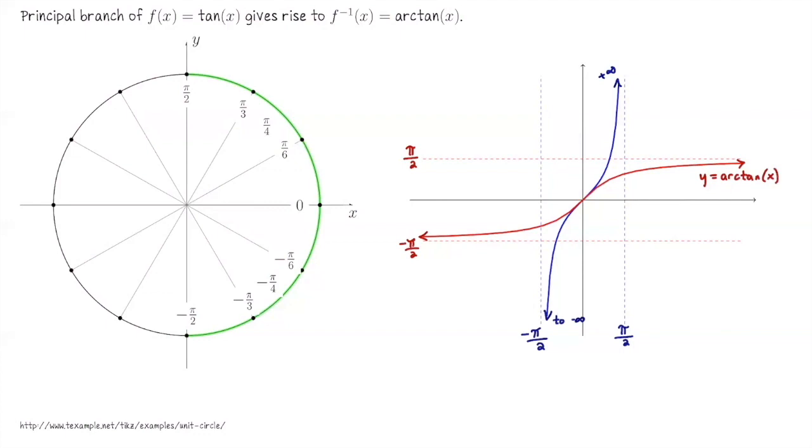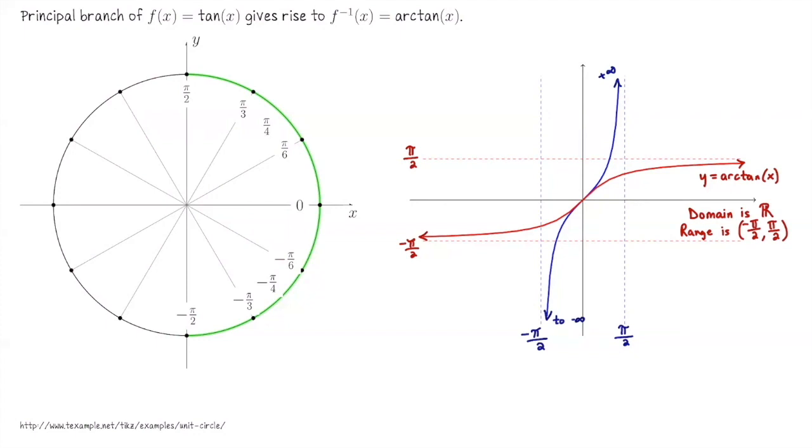And unlike arcsine and arccosine, notice its domain is the whole real number line. And that's because the range of tangent on its principal branch goes from negative infinity up to positive infinity. The range is the open interval from negative pi over 2 to pi over 2 because the domain of the principal branch of tangent is the open interval from negative pi over 2 to pi over 2.